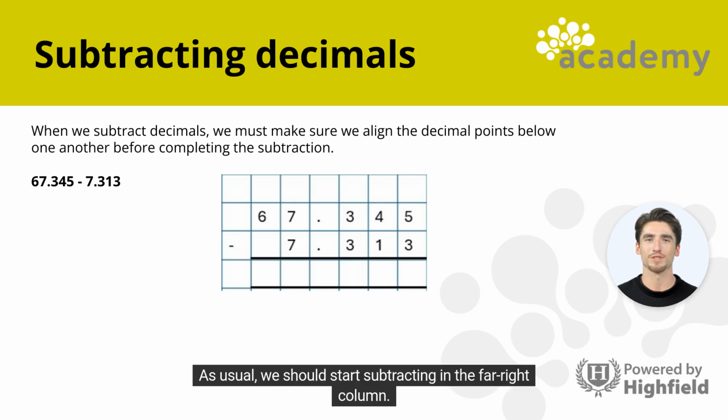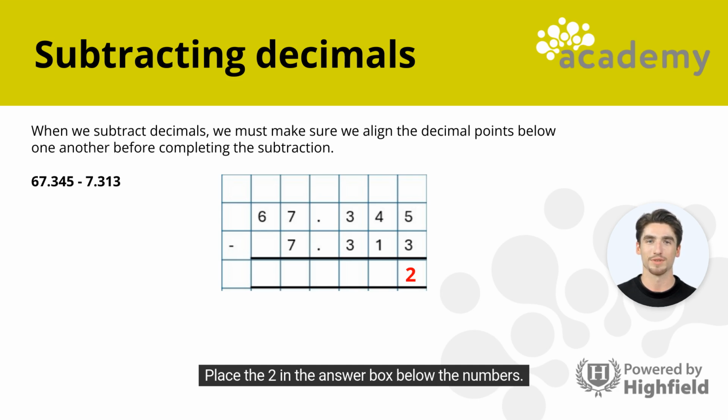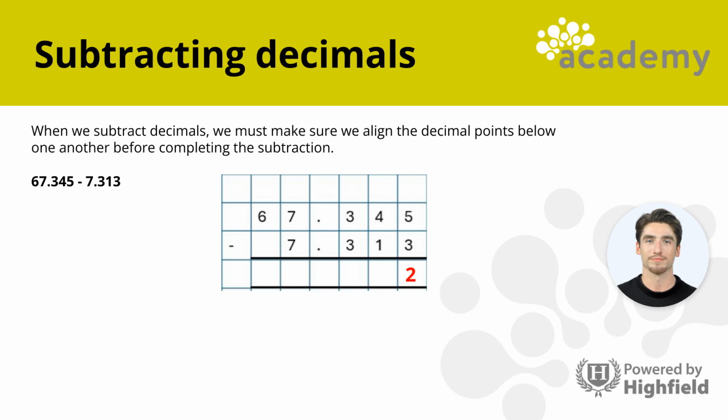As usual, we should start subtracting in the far right column. 5 minus 3 equals 2. Place the 2 in the answer box below the numbers. Let's move into the next column. 4 minus 1. We know that 4 minus 1 equals 3. 3 minus 3 equals 0.